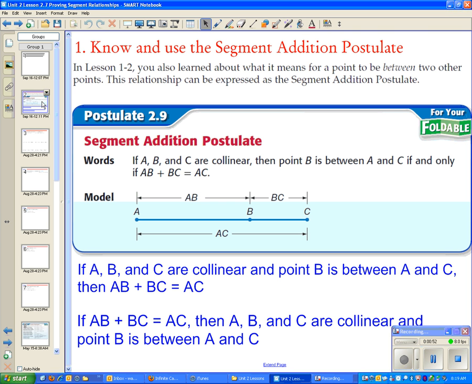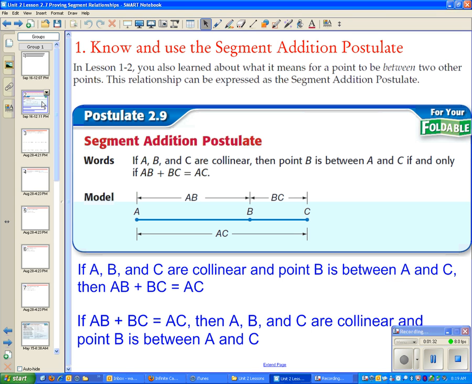All right, the segment addition postulate is at the bottom of 142. First of all, we've already learned what it means for a point to be between two other points. Remember, it's got to be on the same line as the other 2 points. For one point to be between two others, the 3 points have to be collinear. This relationship can be expressed as the segment addition postulate. So here it is. If A, B, and C are collinear, then point B is between A and C if and only if the length of AB plus the length of BC equals the length of AC.